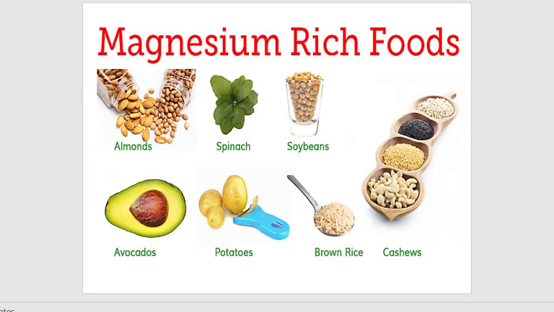Here's some magnesium-rich foods. Look at those almonds. No wonder they call almonds a superfood. They're in every single category.